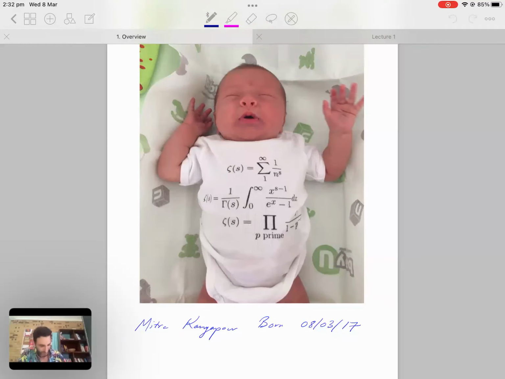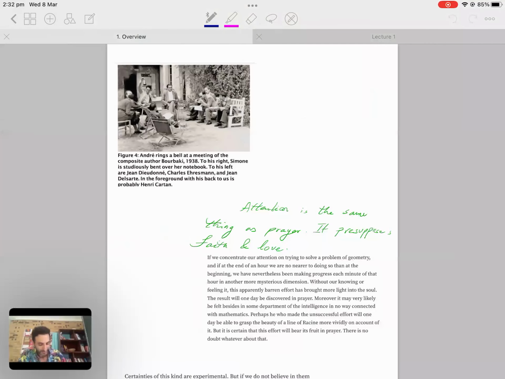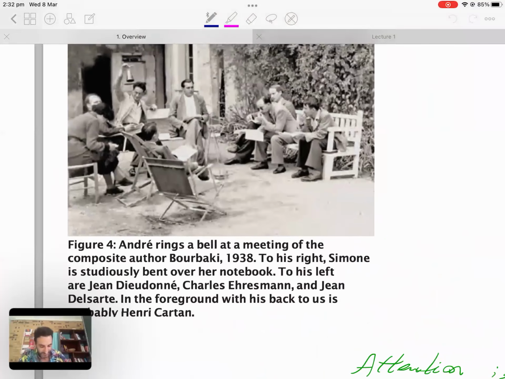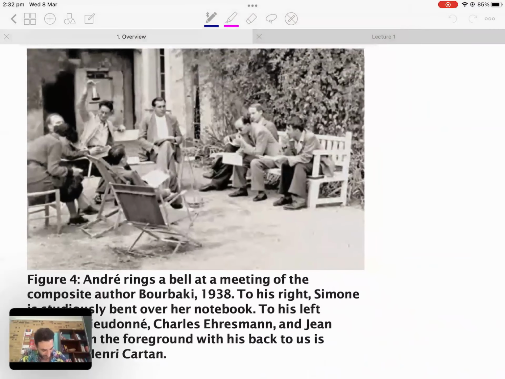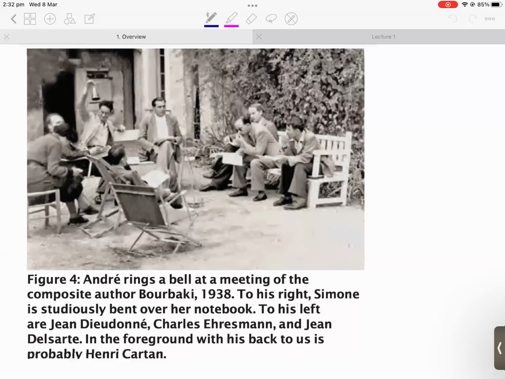And speaking of women, let's talk a little bit about Simone Weil, sister of André Weil. Here's a great picture. This is a picture of the Bourbaki seminar, the Bourbaki gatherings. That's André Weil holding a bell on the front, and there is a bunch of distinguished mathematicians, Dieudonné, Ehresmann, possibly Cartan around. And on the left here, you see Simone, the only person who's actually taking notes.